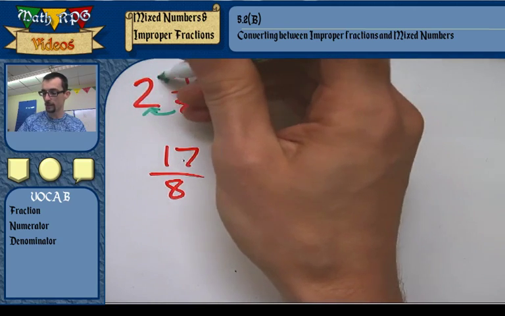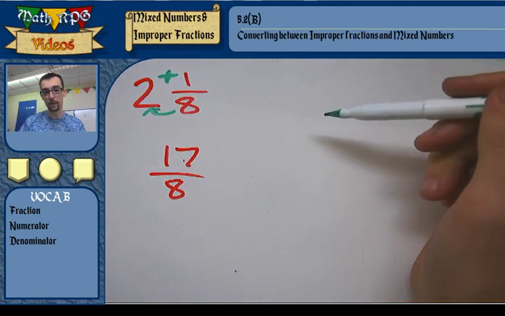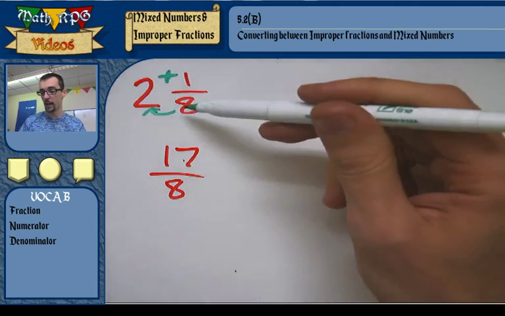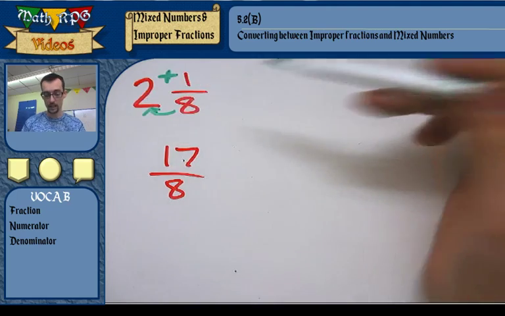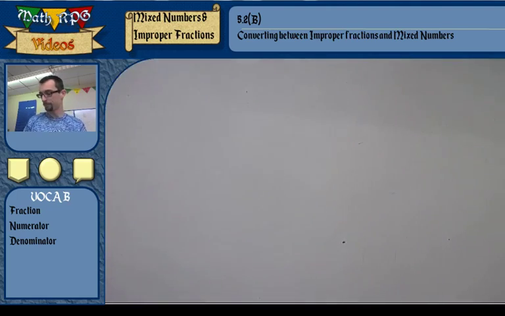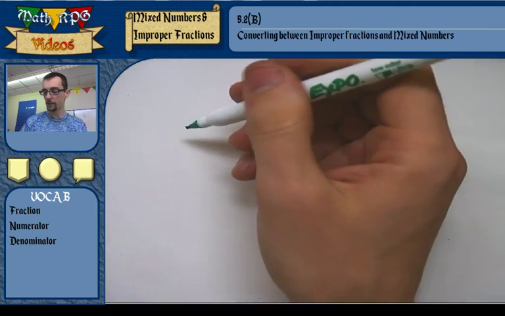So that is how you change. In general, that's how you're always going to make an improper fraction from a mixed number. Multiply the denominator times the whole number and add the numerator. So let me give you an example again. All right. We'll do the trick first and then show a picture.